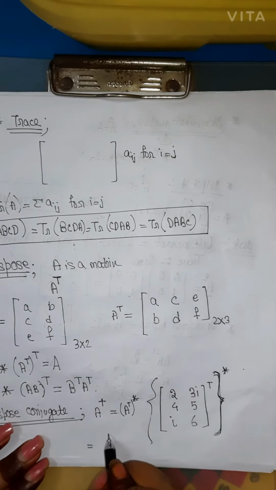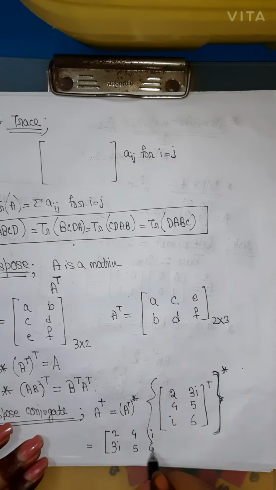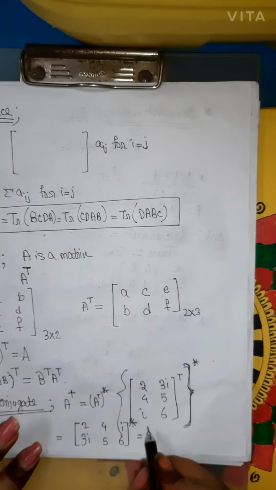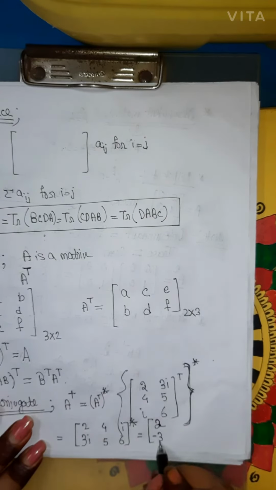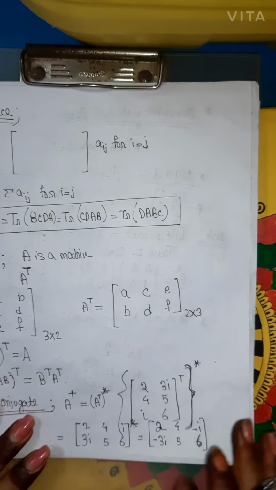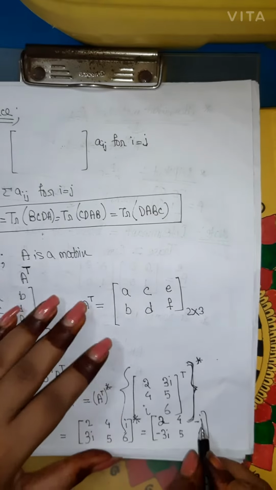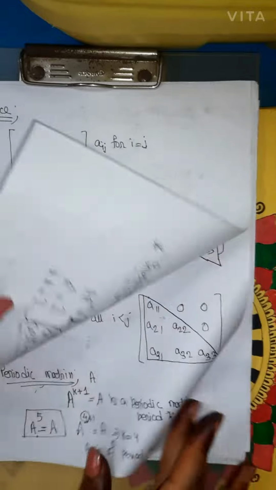So what will we get? Doing the transpose, we will get 2, 3i, 4, 5, and i and 6, with rows interchanged by columns. But now we have the conjugate, so we will get 2, this will be minus 3i, this will be 4, this will be 5, this will be minus i, and this will be 6, because a real number is the conjugate of itself only, but imaginary numbers will get reversed, that is, the sign will change. So we will discuss the properties of the transpose conjugate.